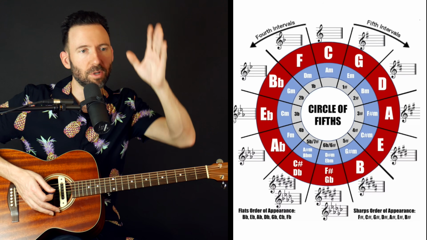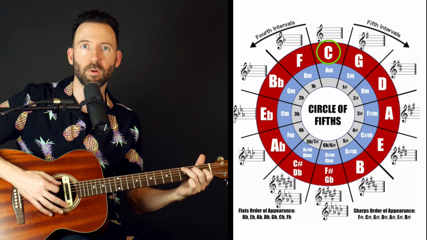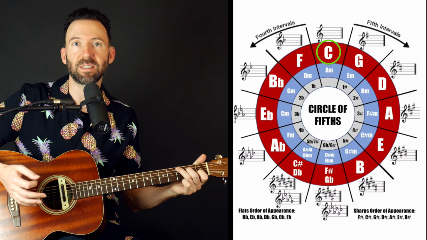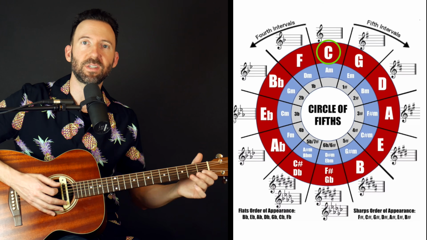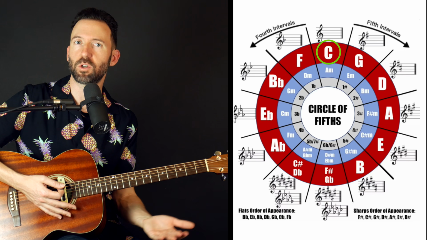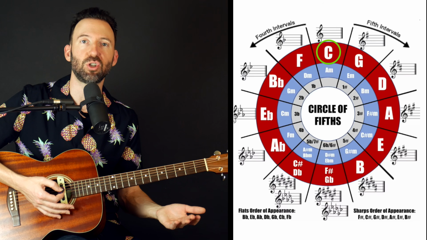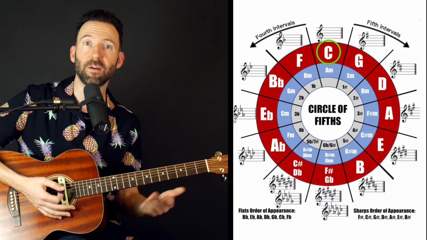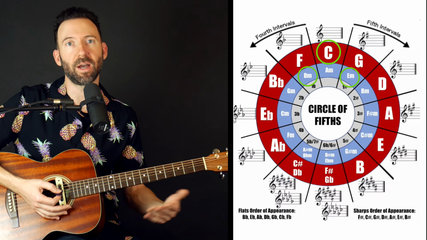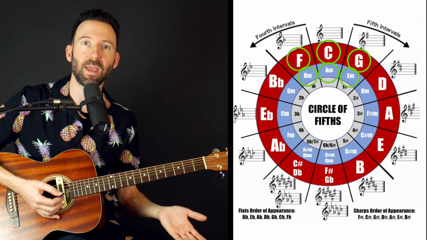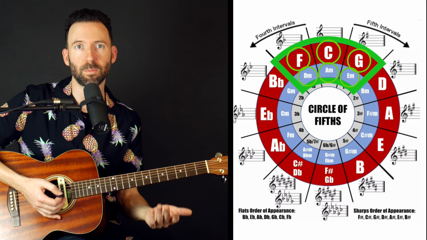So what we're going to do is take the circle of fifths and start with the key of C. The key of C is at the top of the circle of fifths. When we're in the key of C, we have 7 chords, just like we have 7 notes. There's 7 notes in the key of C: C, D, E, F, G, A, B. And then we have 7 chords: C, D minor, E minor, F, G, A minor, B diminished, and then C. So for every one of those notes, we could build a chord.